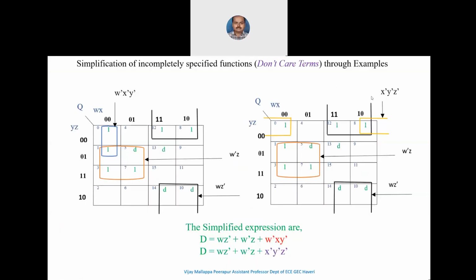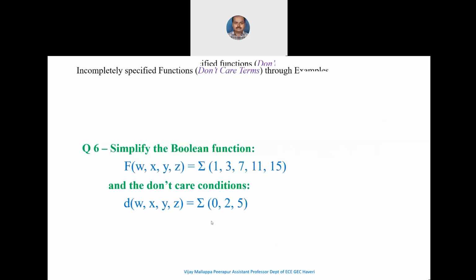Everyone understood this problem? Any issues you have in this one? As I said, for this one we have two simplified expressions because the minterm 0 could be combined with the minterm 1. So the expression for this group of minterms is w bar, x bar, y bar. Similarly, the minterm 0 could be combined with the minterm 8, so the expression for this one we can have is x bar, y bar and z bar. That's the reason we have two simplified expressions, non-unique simplified expressions, right? We'll go to the next one.